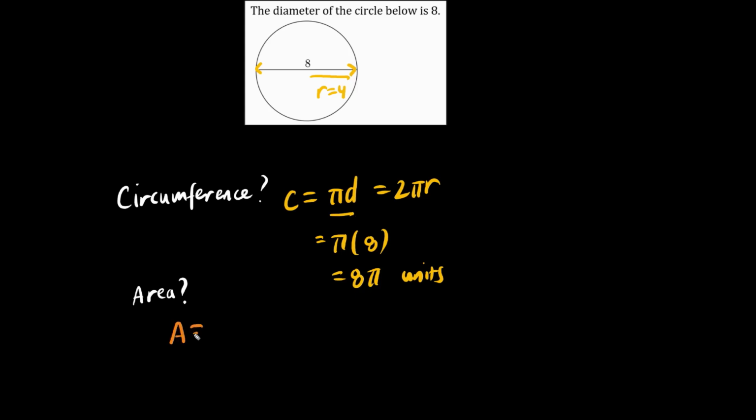The area of a circle is pi r squared, and the radius is 4. So we have pi times 4 squared, which is pi times 16, which we write as 16 pi units squared.